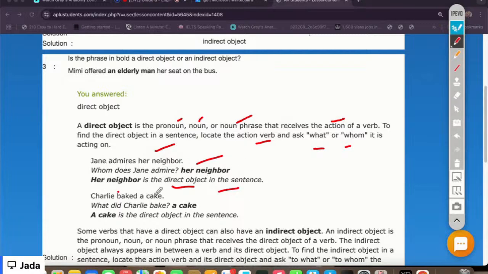Now we have "Charlie baked a cake." Now, what did Charlie bake? So this is where we're using what, and then we used whom for the other one. So, whom or what did Charlie bake? So, it's a cake. A cake is a direct object in the sentence.